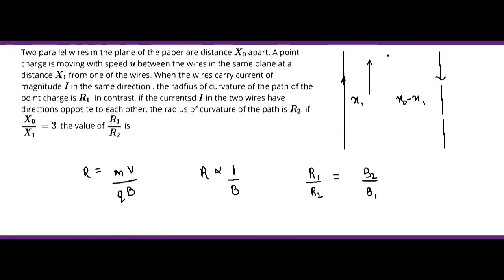We need to find the ratio of R1 by R2. So R1 by R2 we just write. So this value is equals to 3. So hope you have understood this solution.